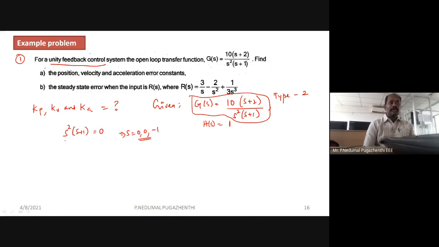And since the maximum power of your denominator polynomial is 3, you can write it like s cube plus s is equal to 0. So the maximum power of the polynomial is 3. So the order is 3.